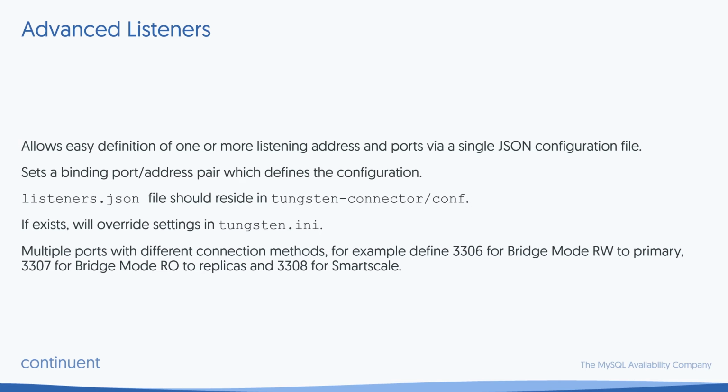Advanced listeners. This is a new feature that was added in version 7 of Tungsten. It's an advanced feature. It allows you to combine all of the routing methods and modes that we've talked about to create more complex rules based on different listener ports. It kind of takes the concept of port-based routing but expands it to combine additional routing methods within that. And this is all defined in the listeners.json file.